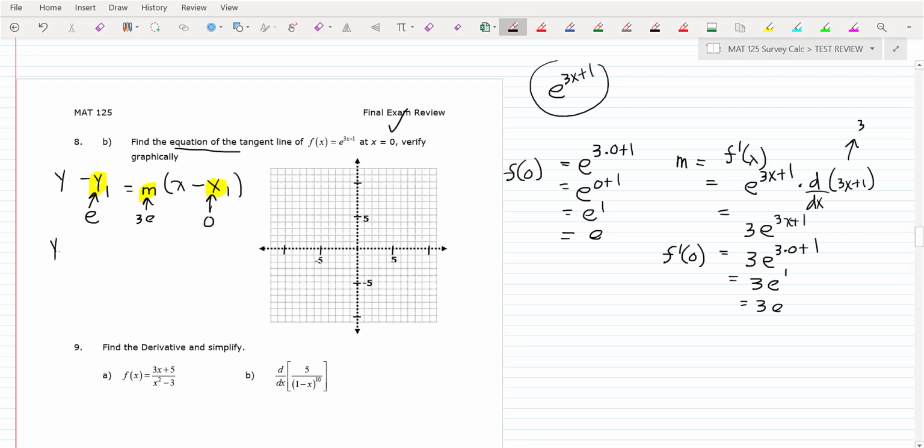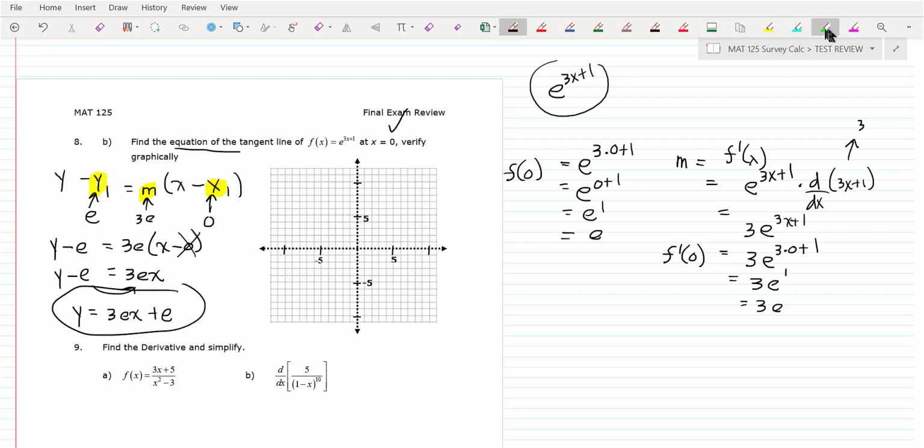So it would go like this. You would have y minus e equals 3e times x minus 0. You need to solve that equation for y. So if you do that, you would have y minus e equals 3ex. Of course, x minus 0 is just x, and then you could add e to both sides or move the e, so you get y equals 3ex plus e. That's your equation of your tangent line.